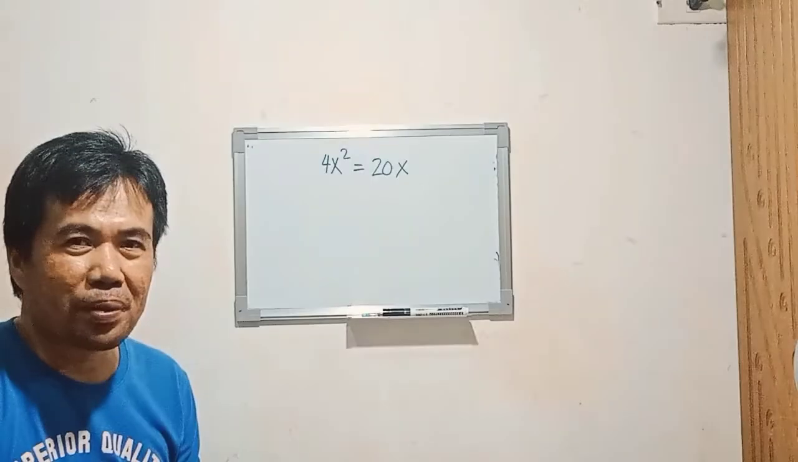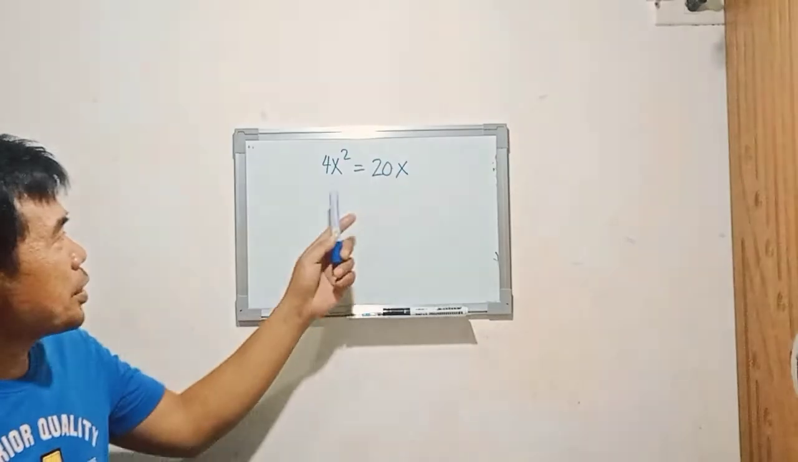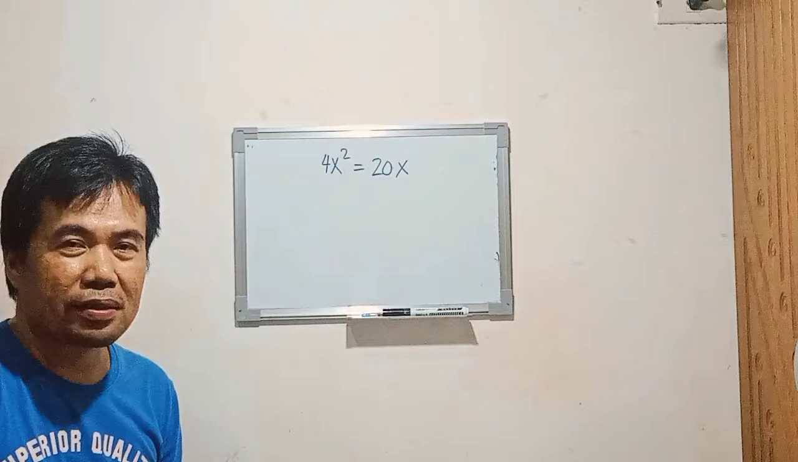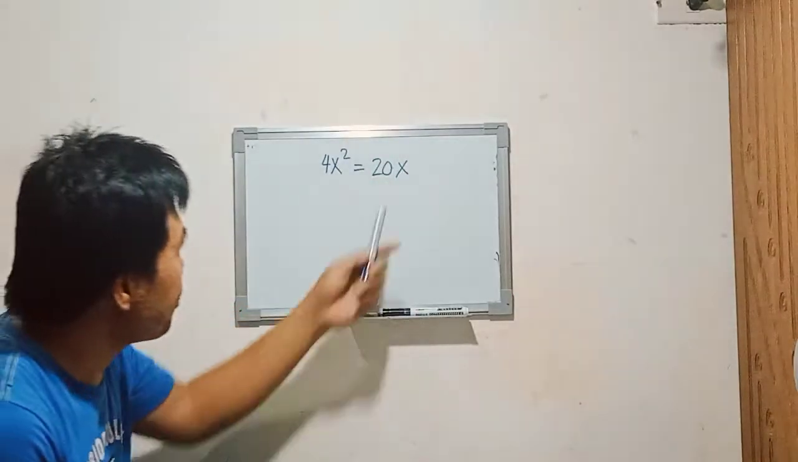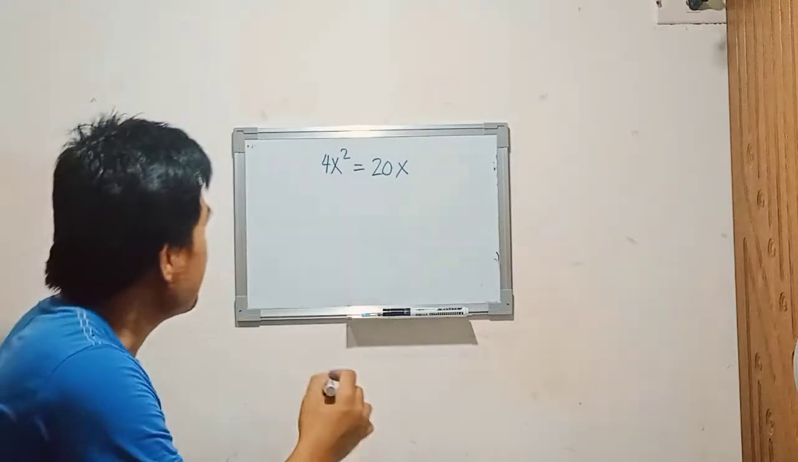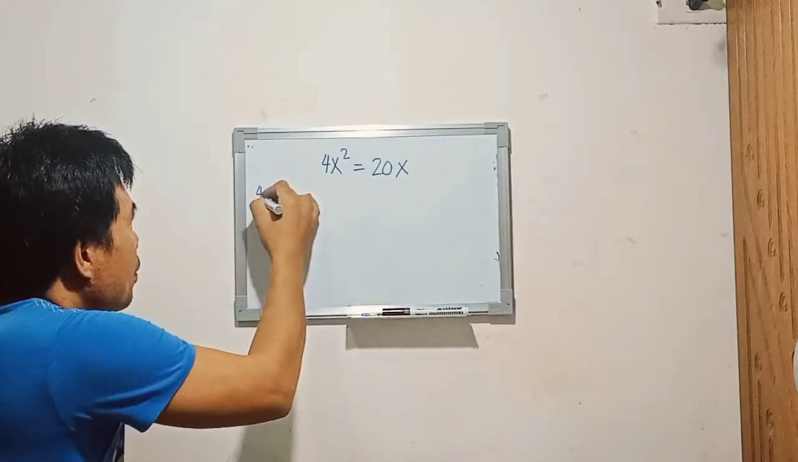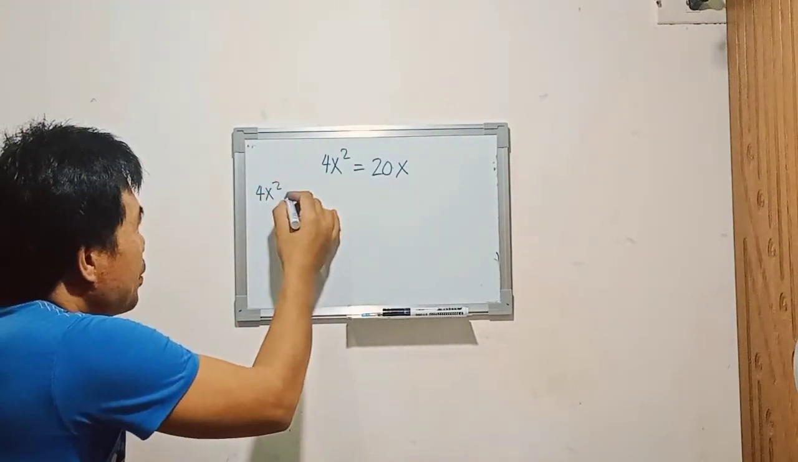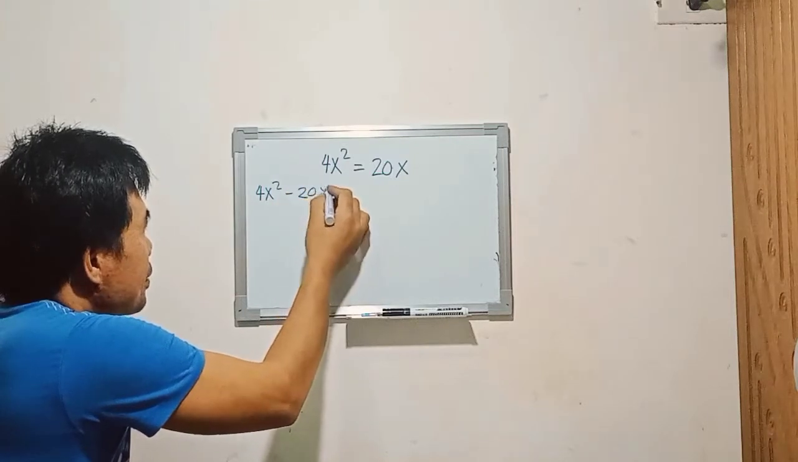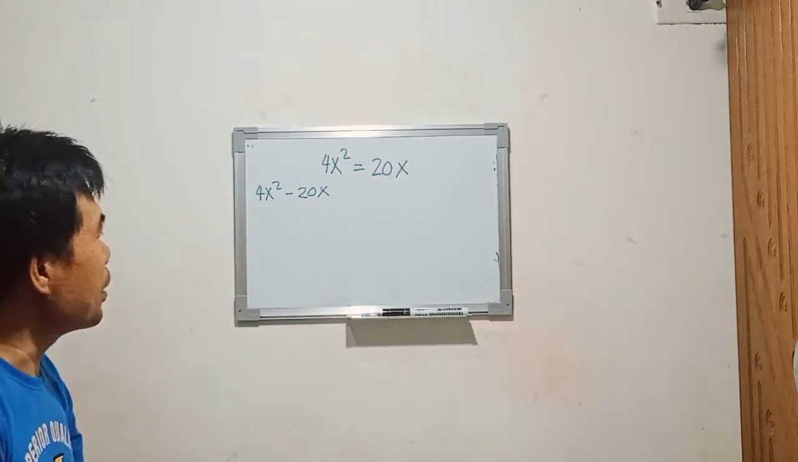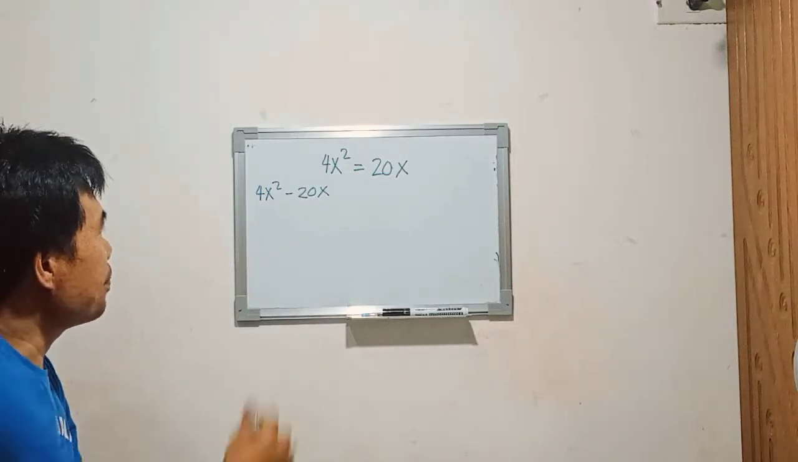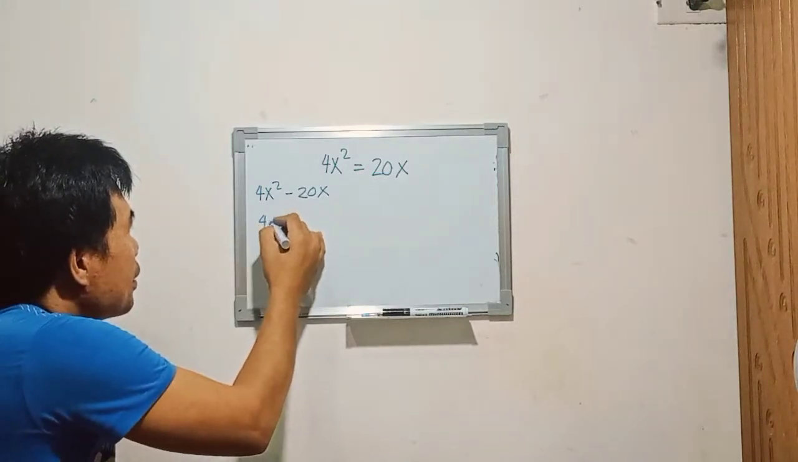Question number 5 can be expressed as 4x squared equals 20x. To find the value of x, we need to transpose this 20x to this side. So this will become 4x squared minus 20x. Next step is to factor this binomial. So the common factor is 4x.